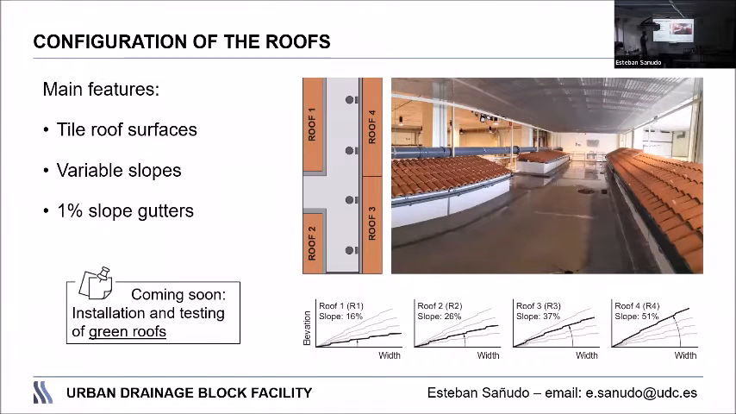This slide focuses on the roof because we can play with the slope of the roofs to test whether roofs have effects or not on the downstream outlet. The roofs are real roofs with a gutter, with a 1% slope. And the next tests are going to introduce green roofs to the facility, to test the effect that they have on the outlet of the facility.